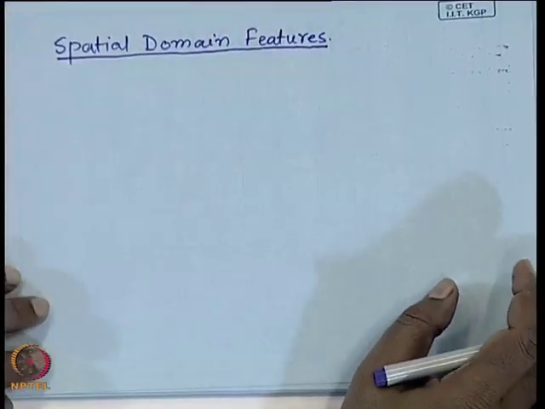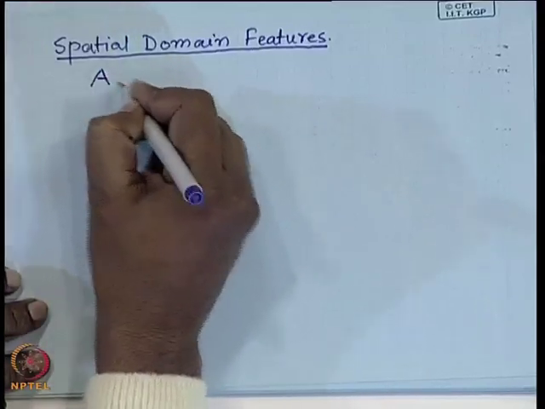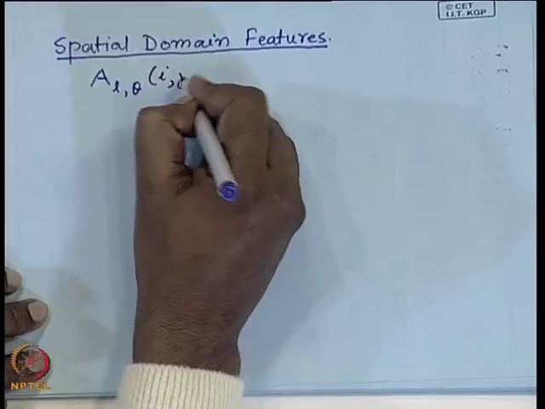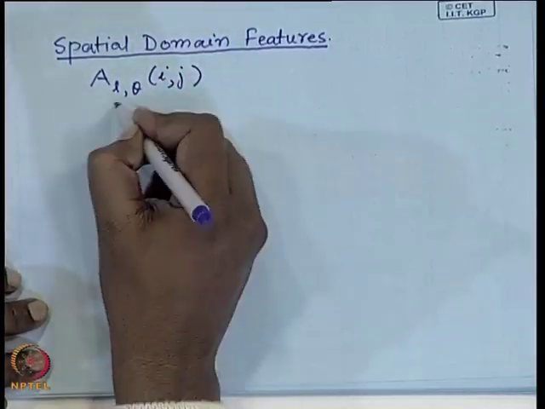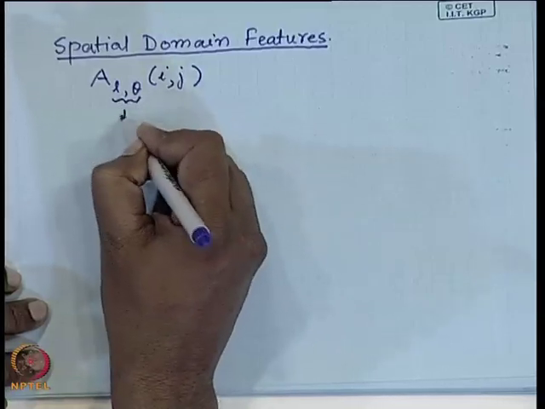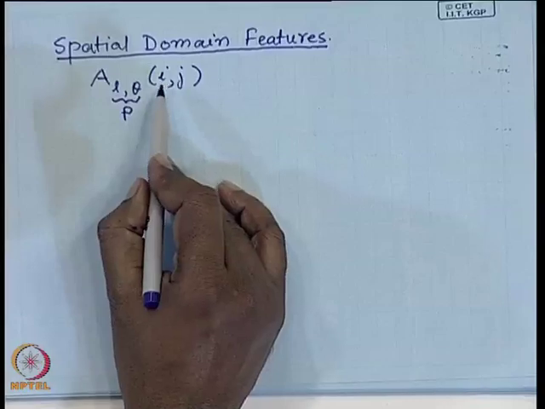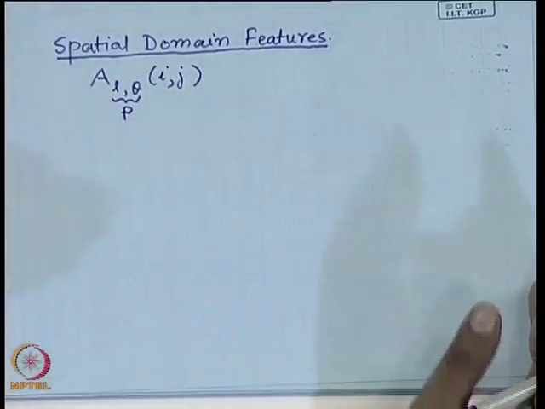When we talk about spatial domain features, particularly in case of texture, the features are obtained from a matrix which is called the co-occurrence matrix. The co-occurrence matrix is defined like this, say A L theta I j, where L and theta taken together define a parameter called the position parameter P. L tells you the distance and theta tells you the direction. And I and j are two intensity values.